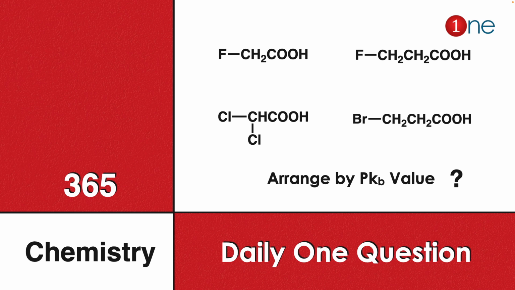Here different types of halo acids are given. The first one is fluoroacetic acid, second one is fluoropropionic acid, third one is dichloroacetic acid, fourth one is bromopropionic acid. You have to arrange the compounds by pKb value. Please note, pKb value.